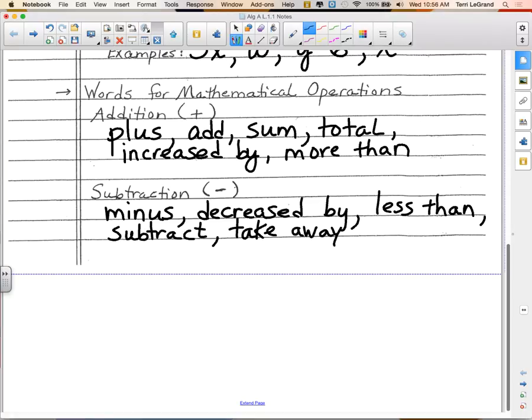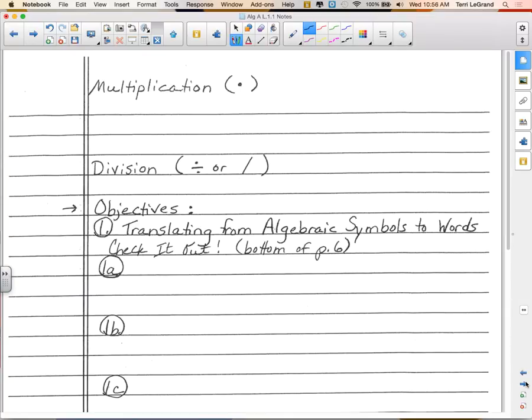Divide? No, divide is a different operation. You can't use that word for subtraction. Okay, we have a pretty good list of them here, don't we? And we can keep adding to them when you're ready to. Okay, let's go to the back side, because there's a couple more operations that we gotta get some words for.